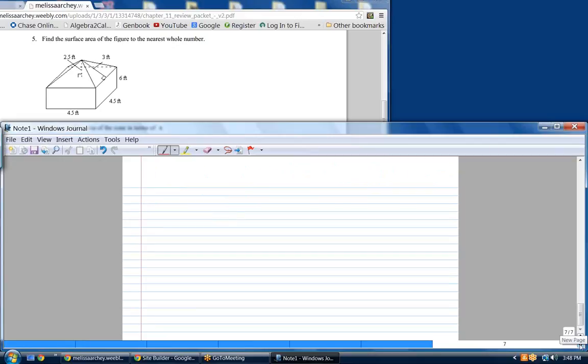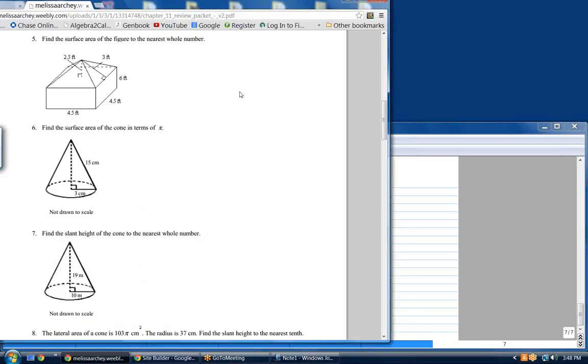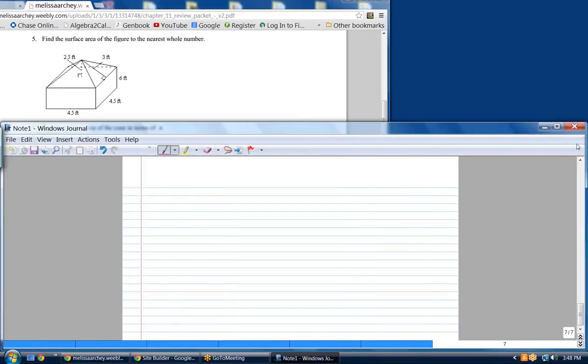Exactly. Okay, find the surface area of this figure to the nearest whole number. Well, once again, it's a little tough to figure out whether there's a bottom on this or not. I guess we are to assume that there is. In other words, it's an ambiguous question because it doesn't really show you whether this is a tent or a box that has a bottom to it. So we'll assume that what? That it's a box and has a bottom?